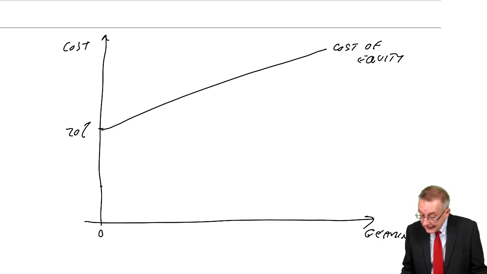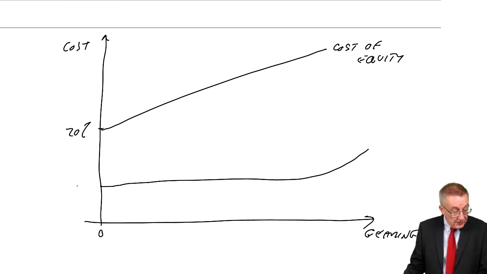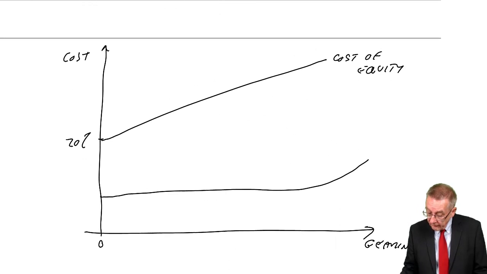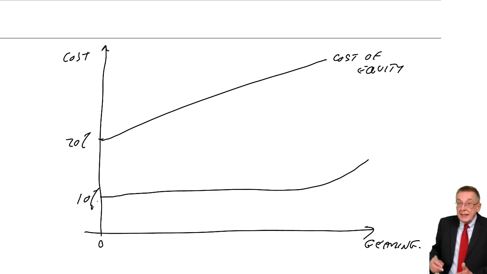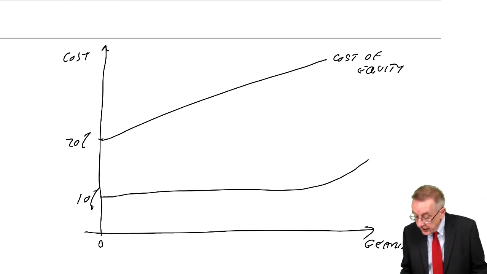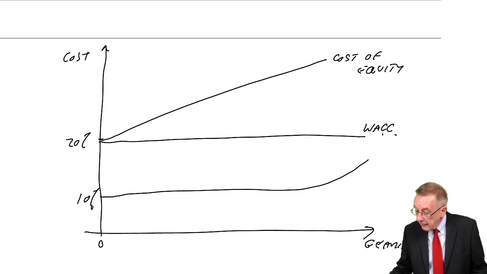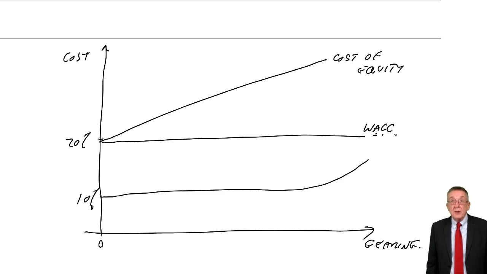Cost of debt, fixed except at very high levels. In my example, it was, what was it, 10%, I think? But when they put the two together, the weighted average, they found the weighted average stayed constant. That it didn't matter what the gearing was. Any level of gearing, the weighted average stayed the same.